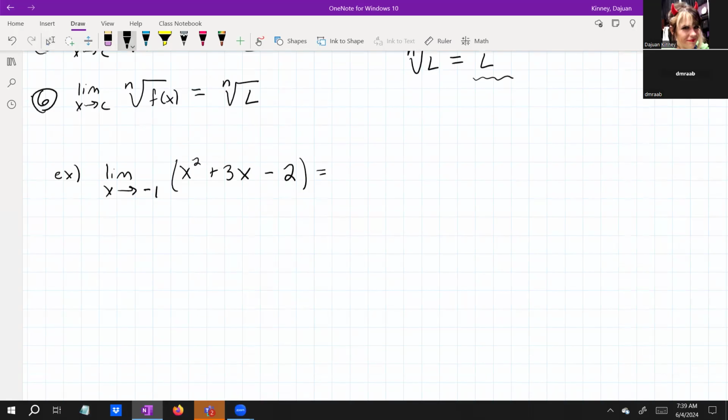So my limit as x approaches -1: I'm going to say (-1) squared plus 3 times -1 minus 2, which equals 1 minus 3 minus 2. 1 minus 5 is -4, I really hope. So our limit is -4.